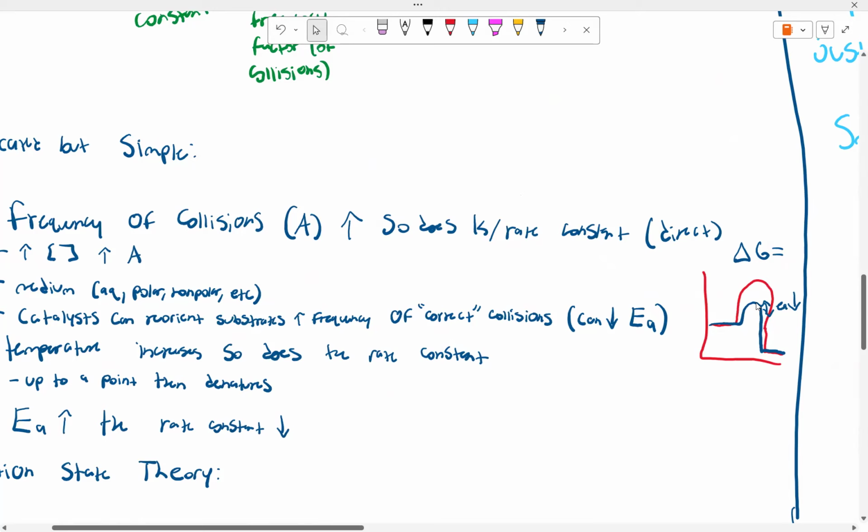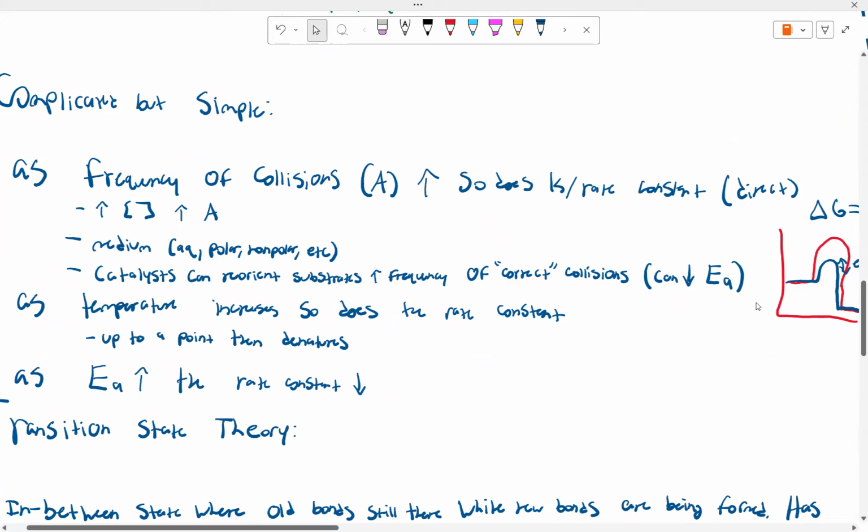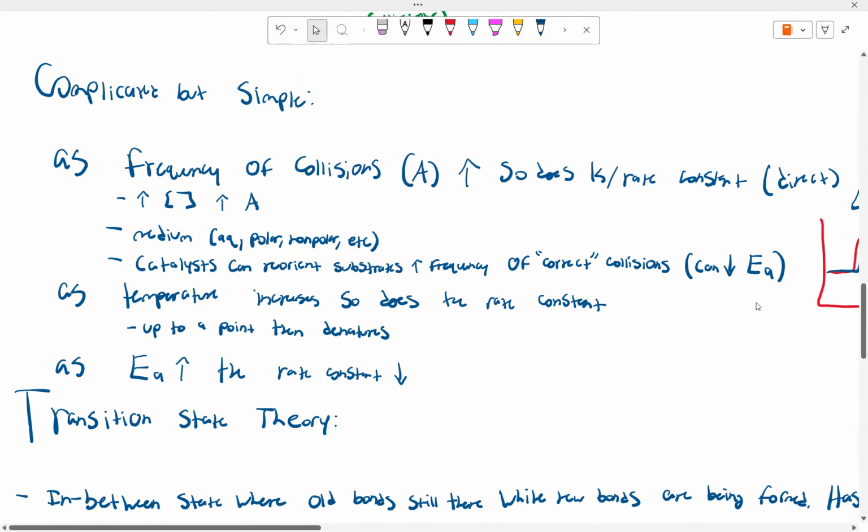A really important thing to keep in mind for catalysts is that they don't change your final Gibbs free energy or your starting Gibbs free energy. They only change the transition state's Gibbs free energy. Also, as you increase temperature, so does the rate constant, because you're adding more energy. Temperature is a proxy for kinetic energy. They're moving faster, so they have a higher chance of running into one another.